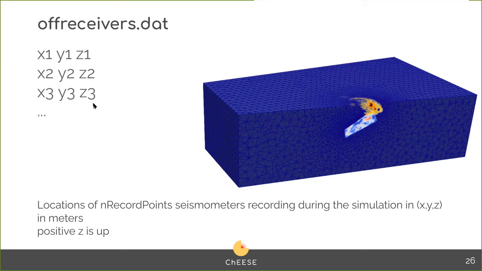Usually in SeisSol, we use a convention of Z positive. Actually this is only important for dynamic rupture, because you need to have some referential to define the strike and the dip coordinates in the fault output.